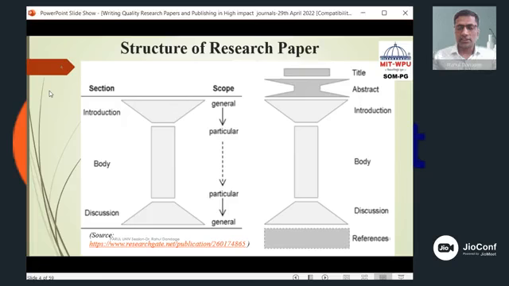So that is the introduction section, in which from generalized we should narrow ourselves down to the actual contents of our research work.